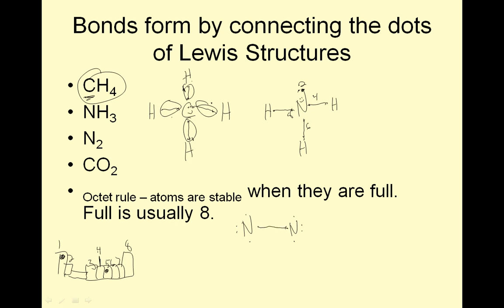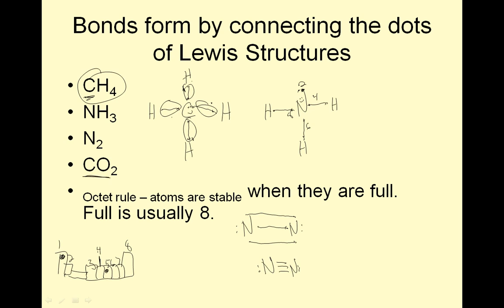Now I can do this. Connect the dots. That's ugly, though. So the way it should look if it's a triple bond would be 3 bonds in the middle, 2 dots on the outside. And that's it. CO2 is a little different.